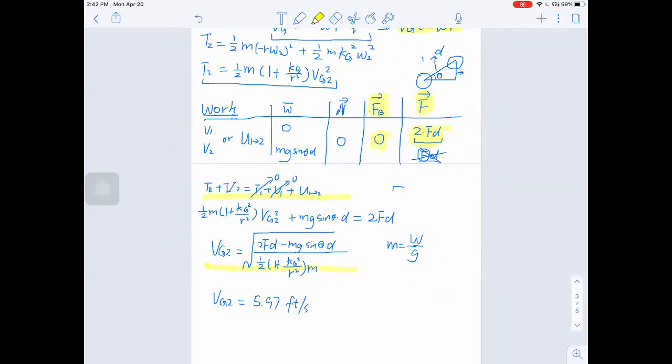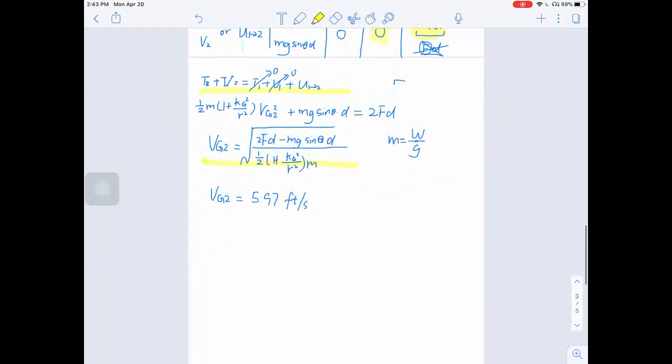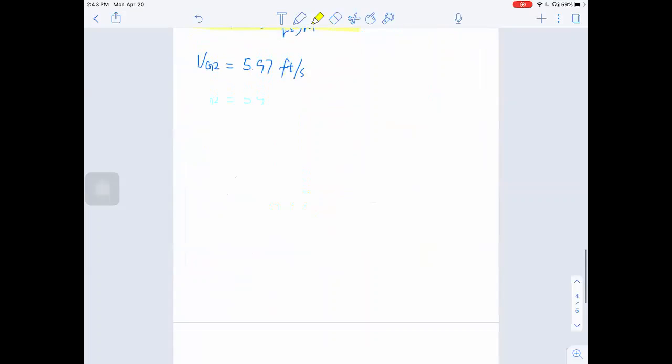Right, that's about this example. Any questions? Okay. If you don't have questions, let's look at one more example.